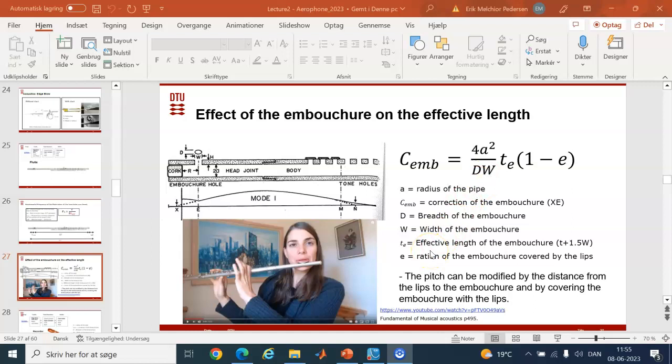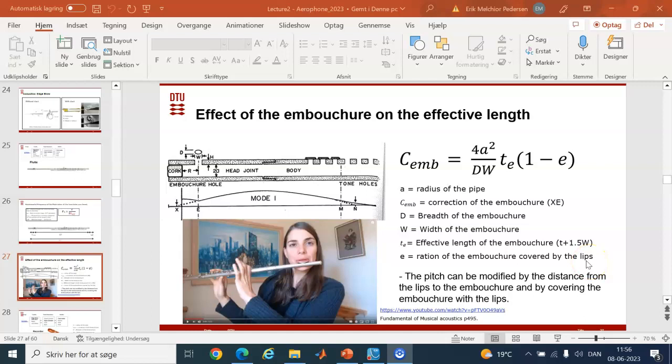t_e is the effective length of the embouchure, and it is t plus 1.5 times w. I don't know exactly what t is. e is the ratio of the embouchure covered by the lips.